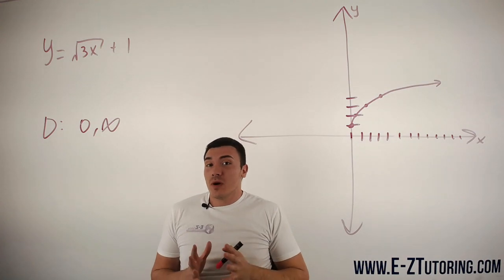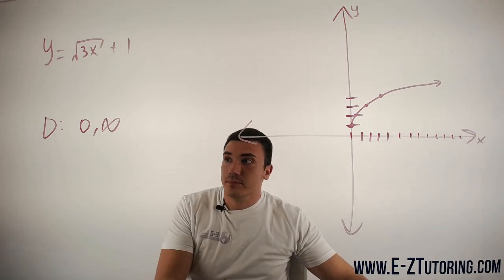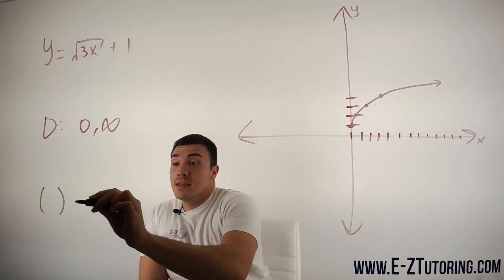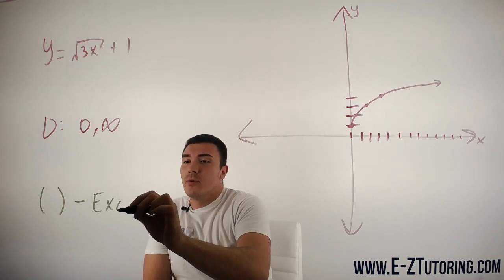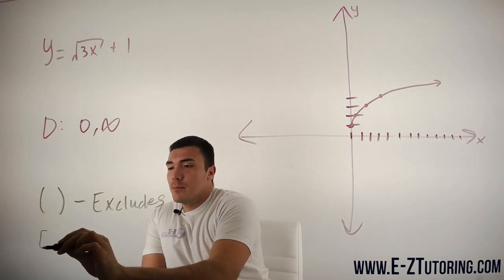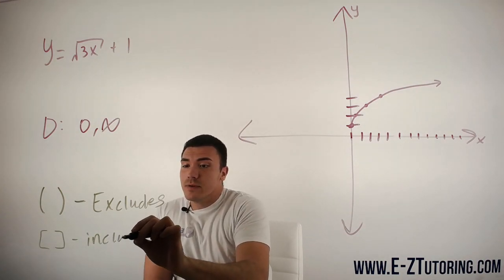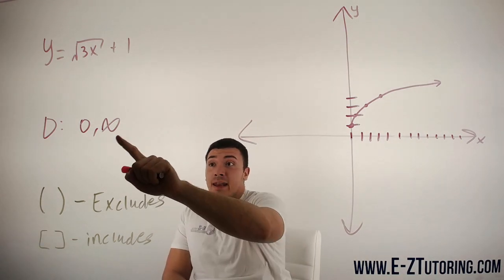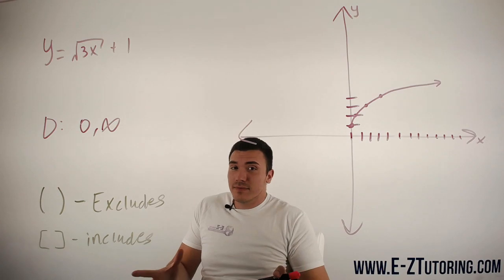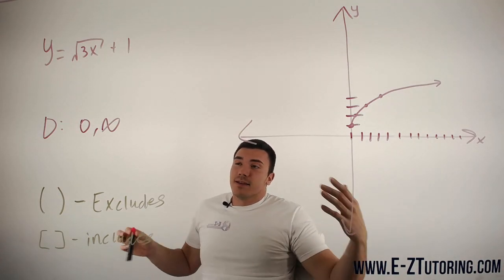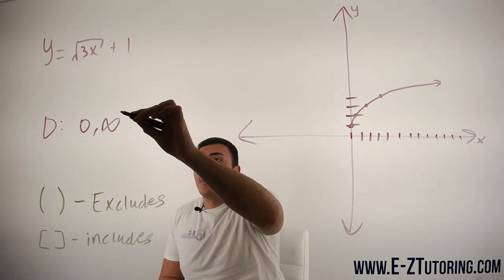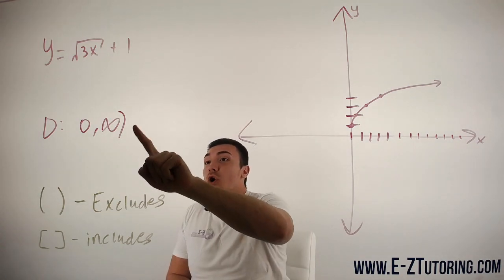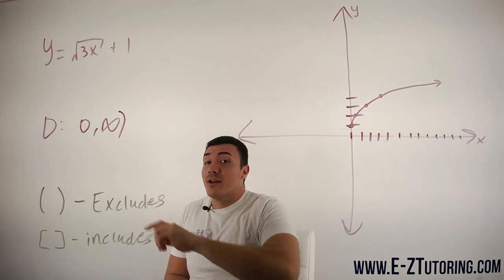Now the question is, do we put parentheses or do we put brackets? Parentheses means that it excludes that point, and brackets means that it includes that point. Simple enough. So at infinity, you can't really say whether it includes or excludes. Since infinity is kind of a concept, you will always put a parenthesis on it. This is standard. Whenever you find your domain and range in interval notation, you will always put parentheses on infinity.